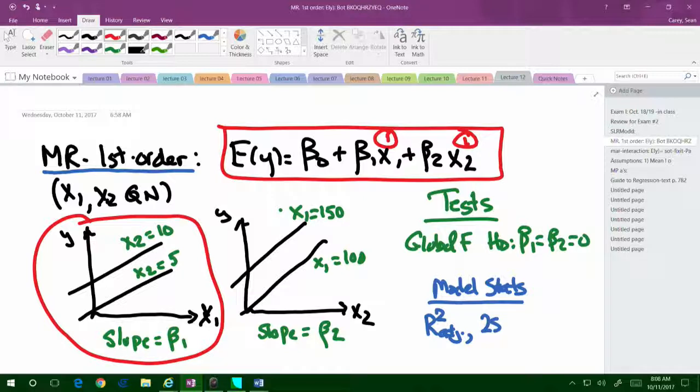Somebody did ask me in the newspapers, how do I know that age is x1? And remember also in this case, x2 was number of bidders. I know it because we picked that to be the case. We picked x1 to be age. We picked x2 to be number of bidders. Okay?